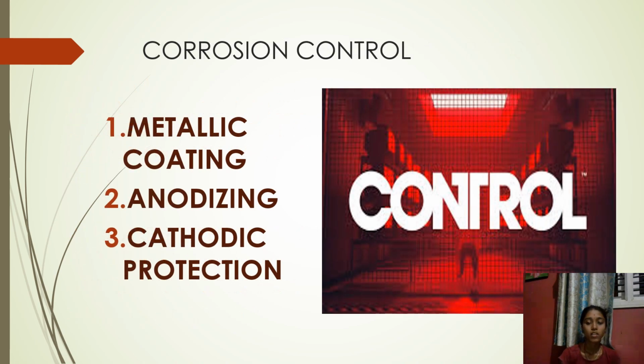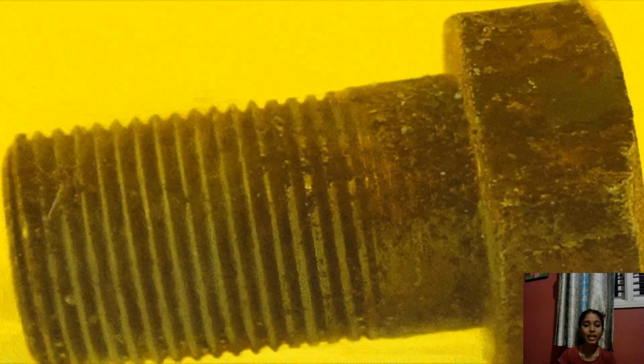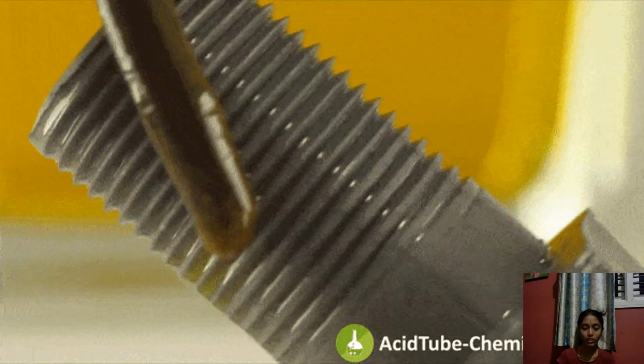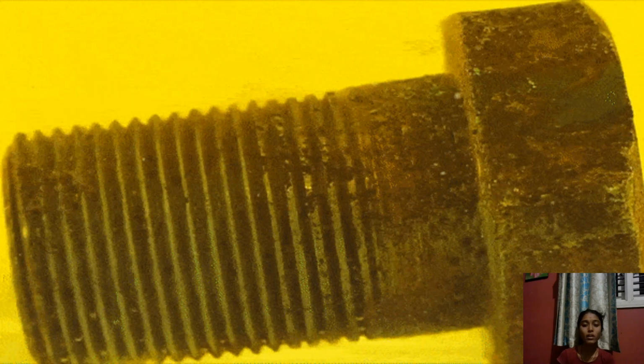Let us discuss corrosion control. Corrosion can be controlled by the following three methods: metallic coating, anodizing and cathodic protection. For better understanding, let us consider an example in which a corroded steel screw is immersed in an acid solution and left for a few minutes. After a few minutes, when we take the screw out of the acid solution, we see that the screw is entirely free from rust; the corrosion or rust which was present on the surface of the screw is completely removed.